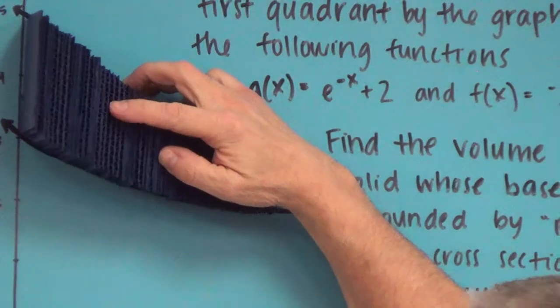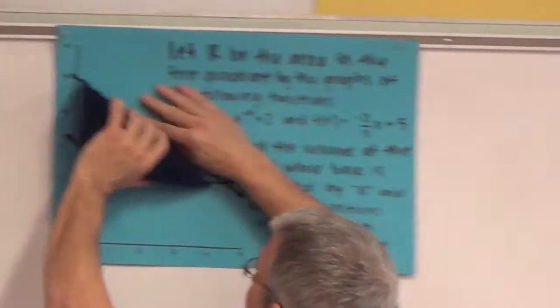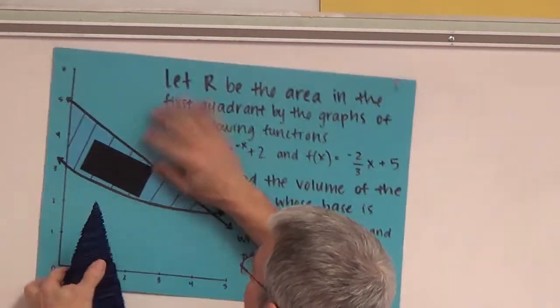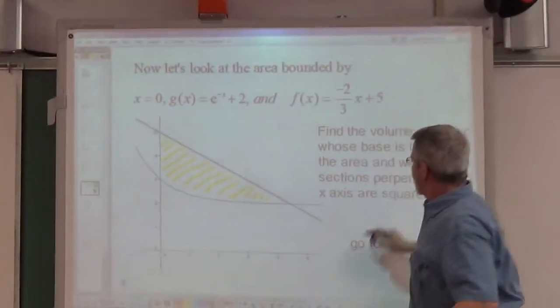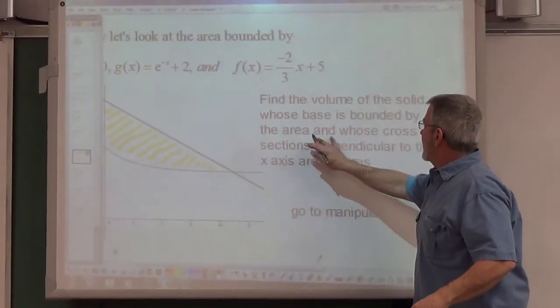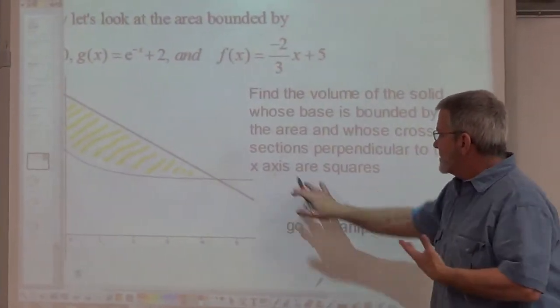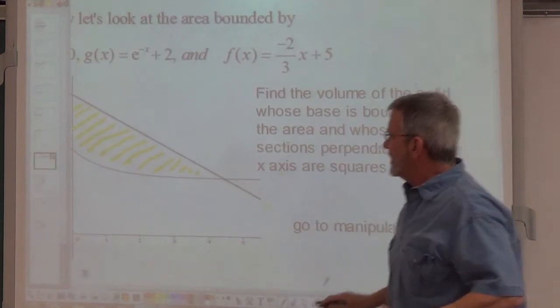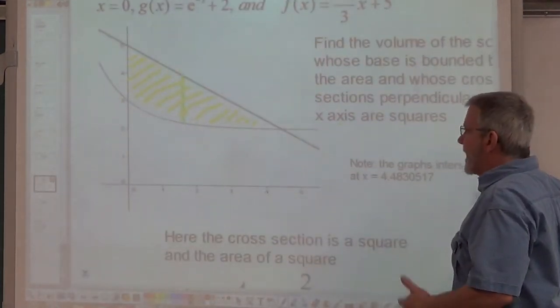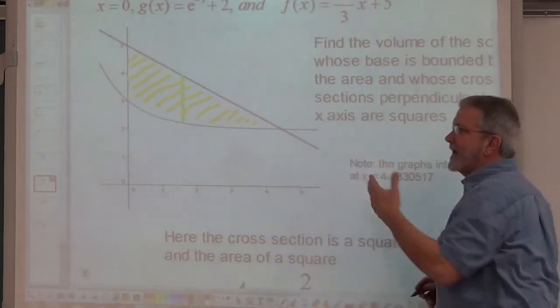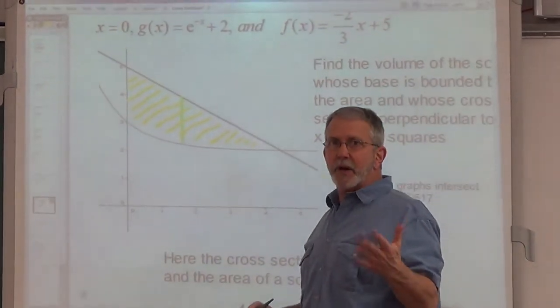It is so easy. So what I'd like to do is come back over here to the ActivInspire. Keep in mind that manipulative, what it looks like. Okay. Find the volume of the solid whose base is bounded by the area and whose cross-sections perpendicular to the x-axis are squares. Went to the manipulative. So, I'm going to make a note here. These graphs, this was a calculator active problem.